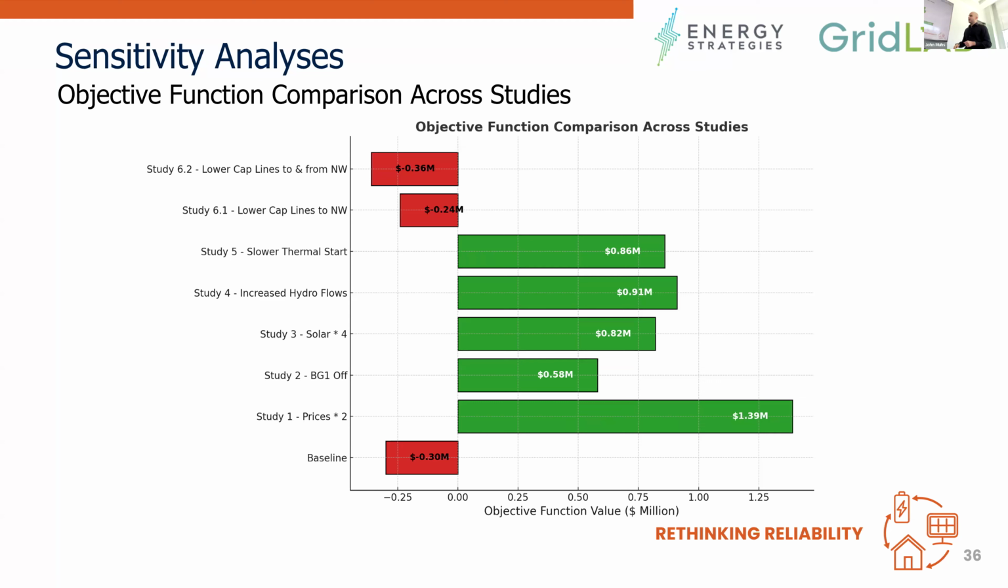And when we make the big gas one off, we should compare study 2 with study 1, because the only element that is changing between study 1 and study 2 is just having the big gas one plant being off. But if you compare baseline with study 2, there are 2 elements that are changing. Prices are getting doubled, and also big gas one is getting turned off.